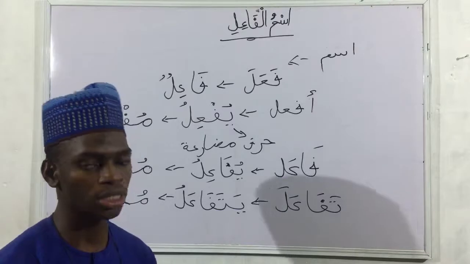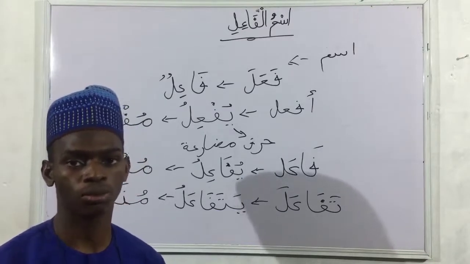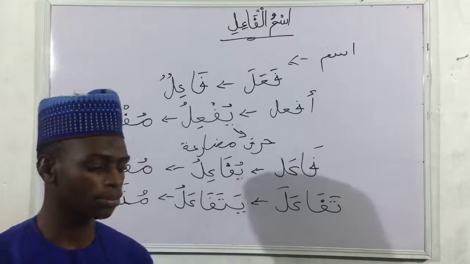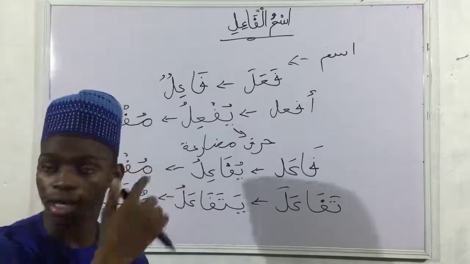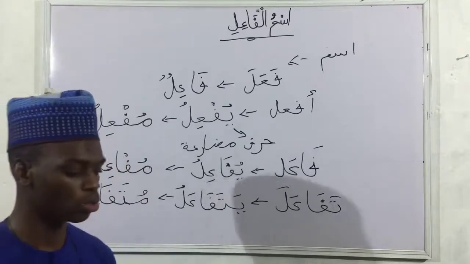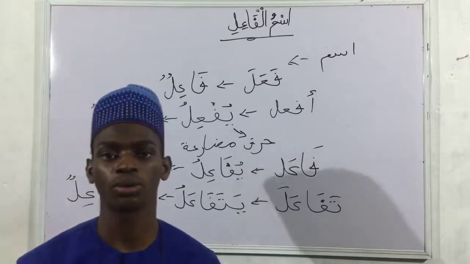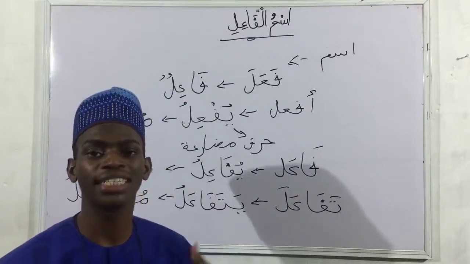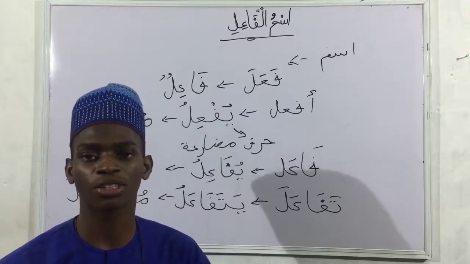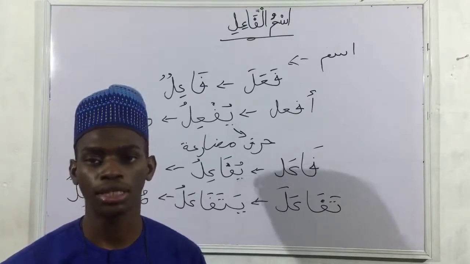We are going to give a few examples of Ismul Fa'il, so we can look into our textbooks if we have them, and look at these examples and how we translate them. The first example is Sadaqal Ghulam: the boy spoke the truth, or the boy was truthful. When we turn it to Ismul Fa'il, Al Ghulam Sadiqun. Ismul Fa'il points towards the agent, the performer of the action. So we are saying that the boy performs the action of being truthful. Al Ghulam Sadiqun: the boy is truthful.